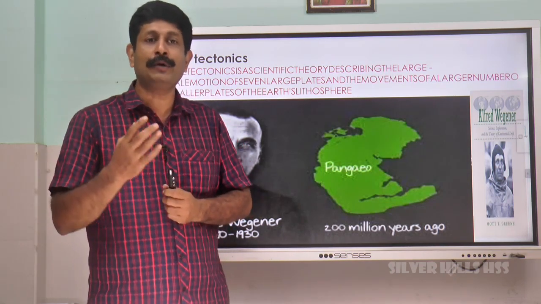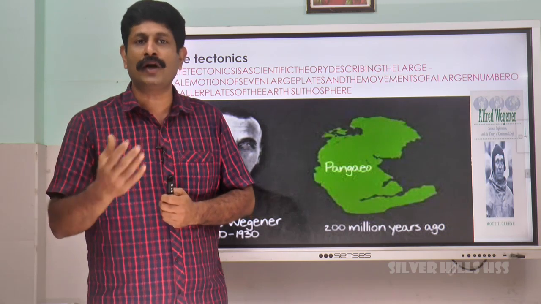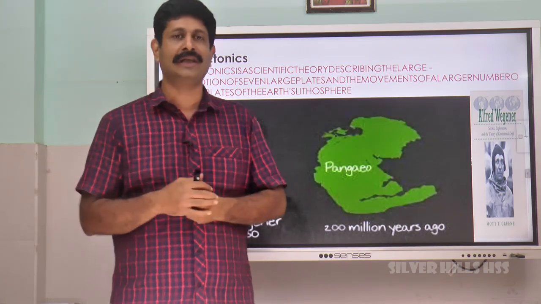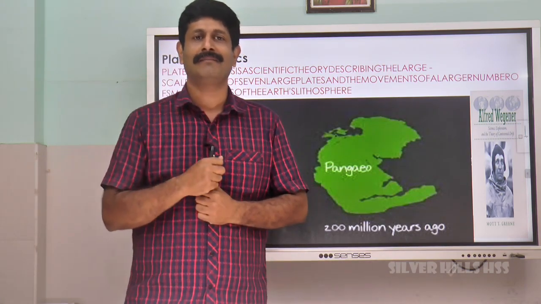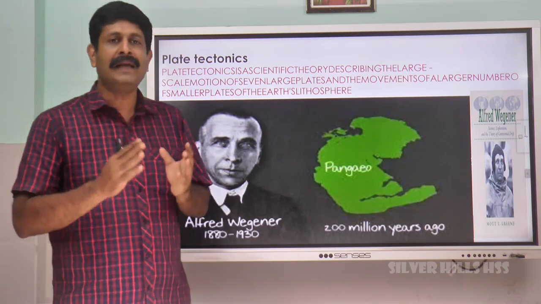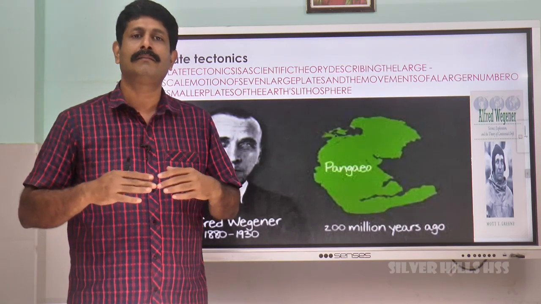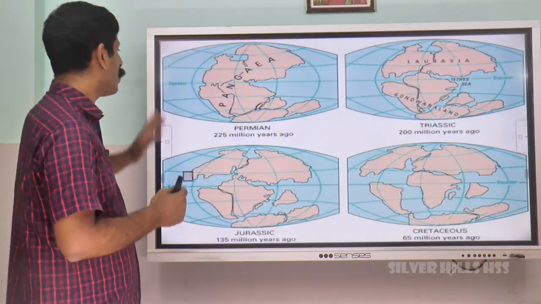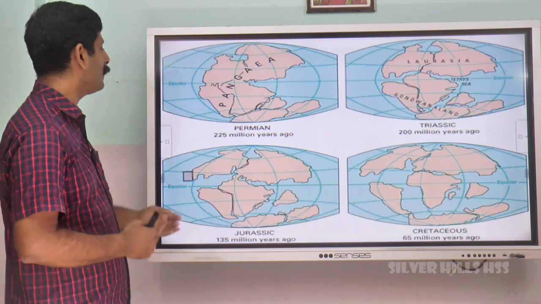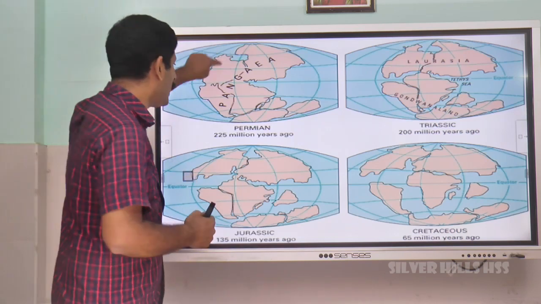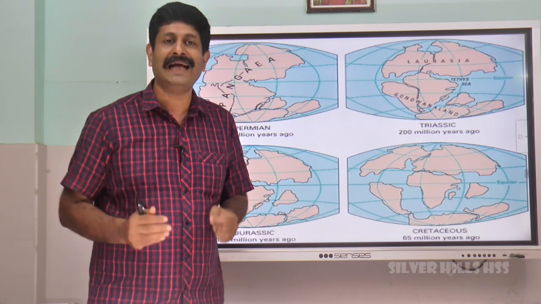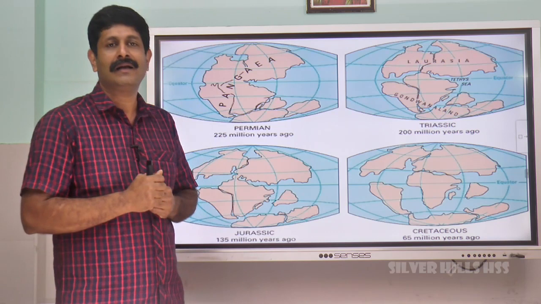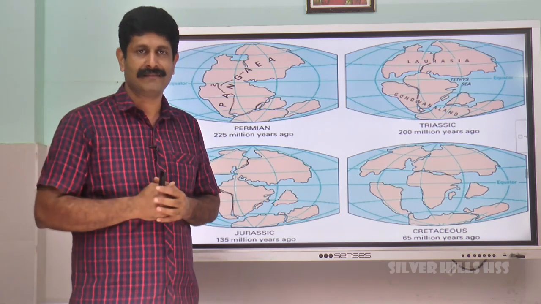He put forward a unique theory, the tectonic movement of plates, or what he called the plate tectonics theory. According to him, around 225 million years ago, there was only one continent, called Pangaea, and only one ocean, called Panthalassa.